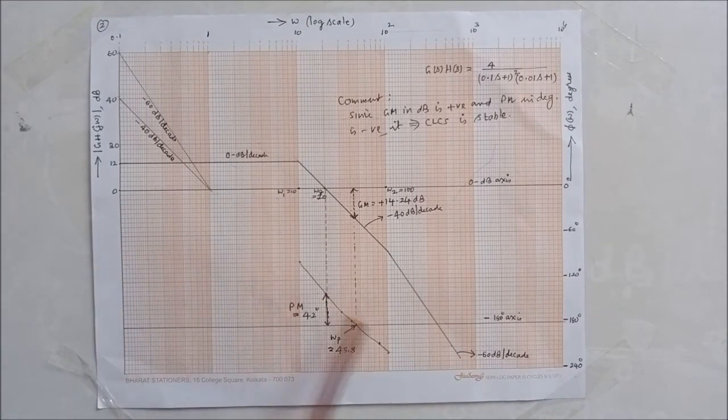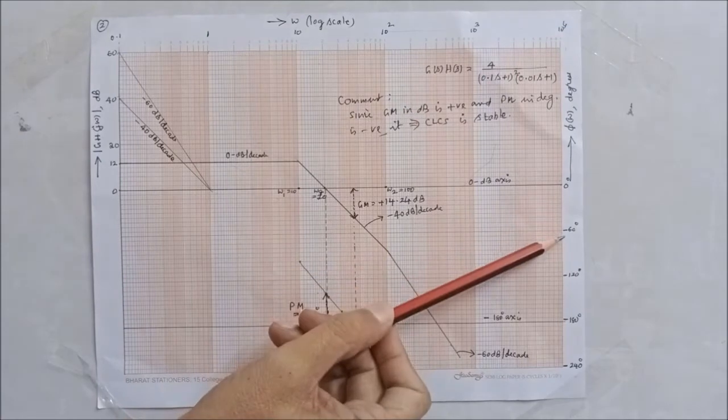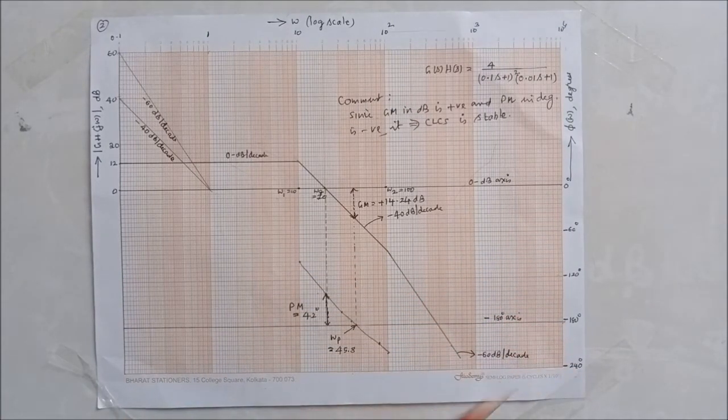Next, I'll draw the phase diagram. Y-axis is phi of omega in degrees, 0 degrees, minus 60 degrees, minus 120 degrees, minus 180 degrees, minus 240 degrees. Each division represents 6 degrees. Therefore, when you calculate phi of omega for different values of omega, you divide that by 6 to get phi of omega in divisions. Draw a line at minus 180 degree axis.